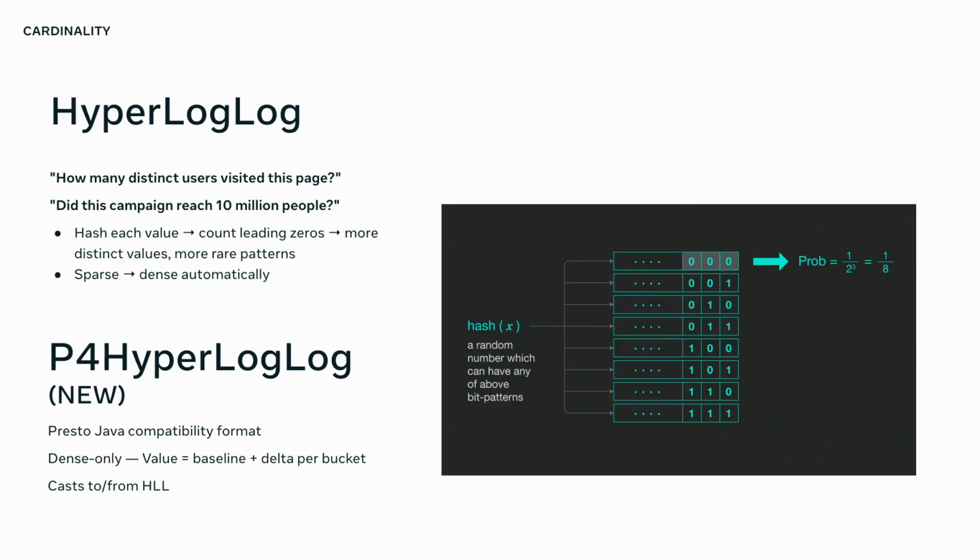In this P4 HyperLogLog format, this is only the dense format. So you can extract out the minimum value. To get back the bucket value, it's essentially the minimum number, which is the baseline, plus the delta per bucket. There's also some field for overflow, but this is unlikely, because if you have a good hash function, then there is not as much skew. This casts to and from HLL. If the HLL you're working with is sparse, then it's converted to a dense format first.